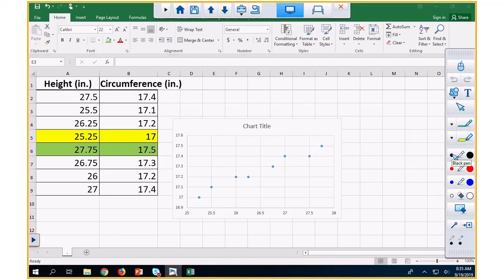So, m is equal to delta y over delta x, which is equal to y sub 2 minus y sub 1 over x sub 2 minus x sub 1. So this is x sub 1, this is y sub 1, this is x sub 2, this is y sub 2. So 17.5 minus 17 over 27.75 minus 25.25.